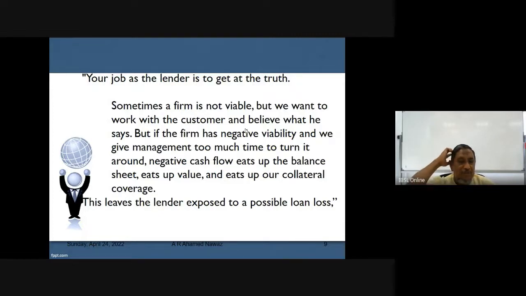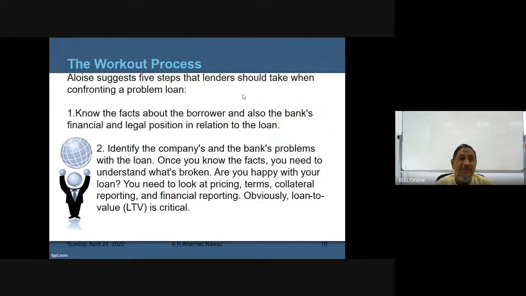But if most of the time our information is not adequate or sufficient, or sometimes we may go wrong, then finally we end up with whatever our effort, no turnaround. That means we give management too much time to turn it around. Negative cash flow will eat up the balance sheet. That means the balance sheet is getting deteriorated. Asset quality gets deteriorated further, and the value goes down. Collateral coverage also may not be sufficient.